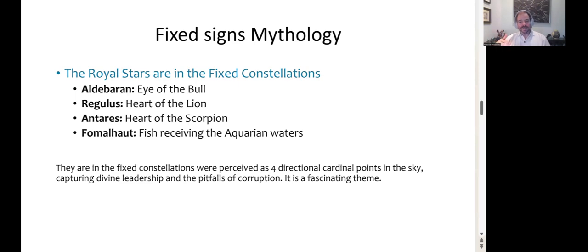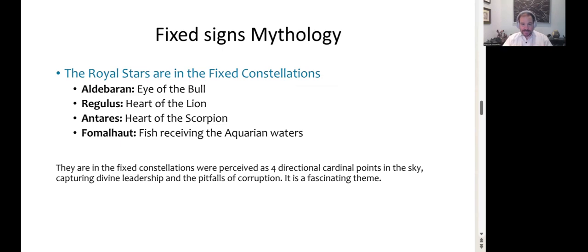So mythologically, the fixed signs are related to the royal stars. The royal stars are Aldebaran, Regulus, Antares, and Fomalhaut. Eye of the bull, heart of the lion, heart of the scorpion, and the fish that sits below the Aquarian constellation. So these are stars, which means that they belong to these constellations, and they drift over time. So they're now in a different sign. The constellations drift over the signs.